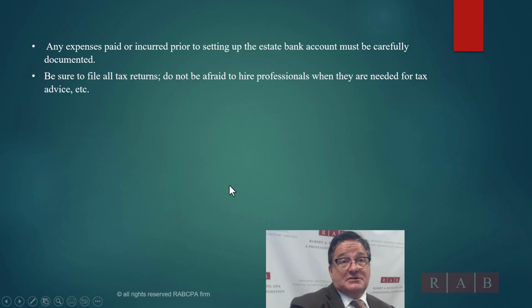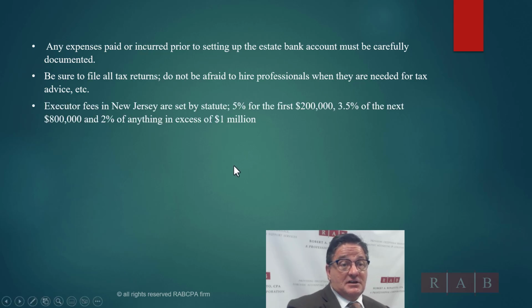Make sure you file all the tax returns. Hire professionals. You need 1041s, 1040s, estate returns, trust returns. All this stuff needs to be filed, and it needs to be accurate and timely. Otherwise, you're exposing yourself to a potential fraud investigation. And remember, executor fees are set by statute in New Jersey. We had a case where somebody left a large sum of money to the Humane Society, and the executors didn't have much work to do, and they took out $400,000. Well, we were called in, did an investigation. All that money was given back because the statute is clear that this is what they receive: 5% of the first $200,000, etc.